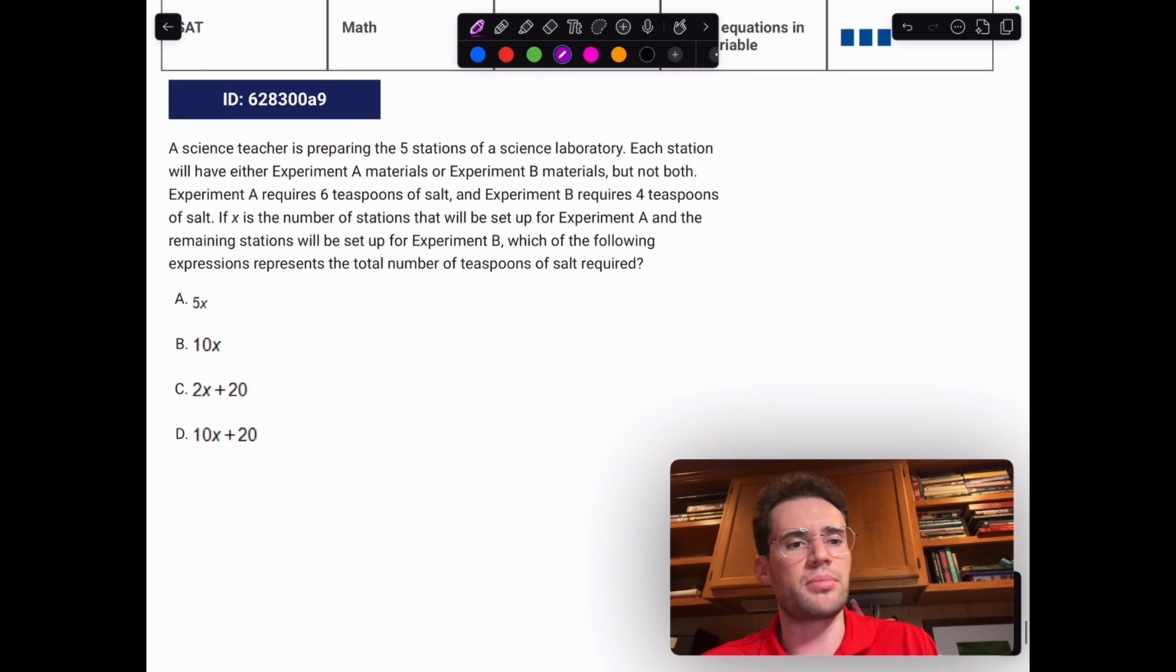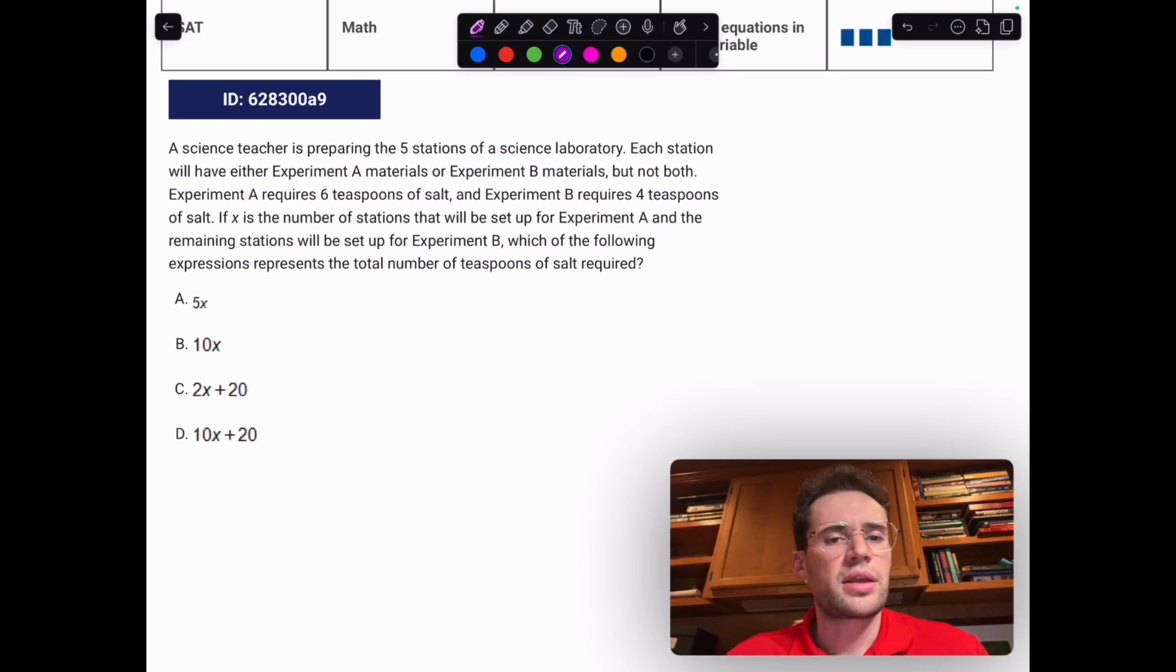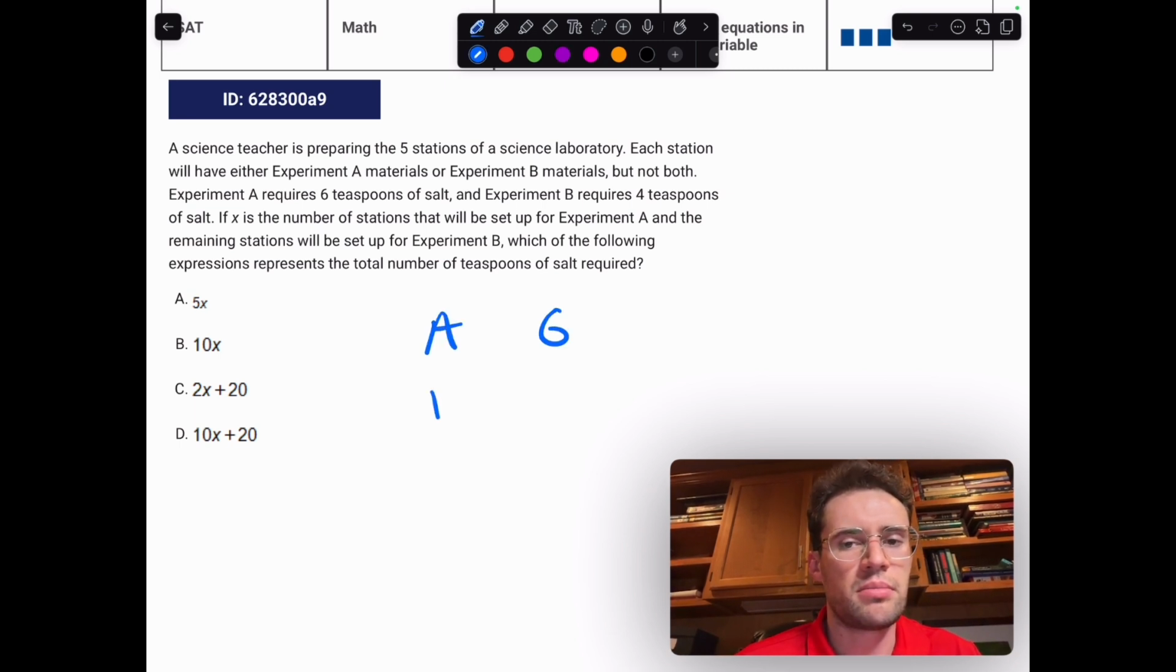It's kind of an odd problem, but here we have a science teacher preparing the 5 stations of a science laboratory. Each station will have either experiment A materials or experiment B materials, but not both. Experiment A requires 6 teaspoons of salt, and experiment B requires 4 teaspoons of salt. Let me just write that down. So A requires 6, B requires 4.